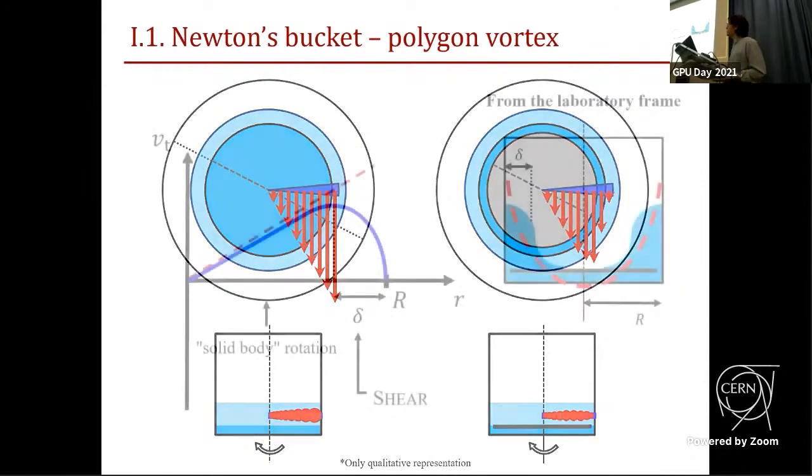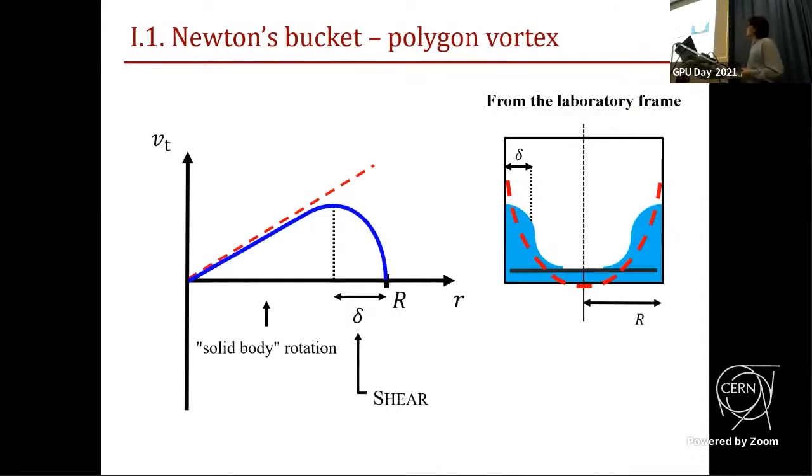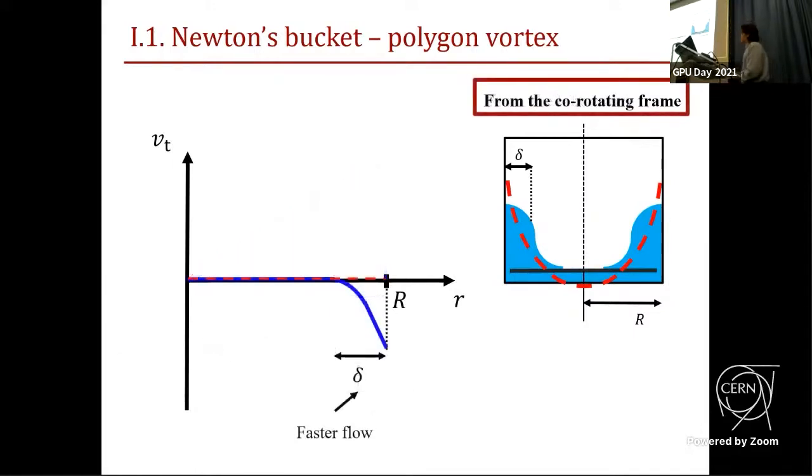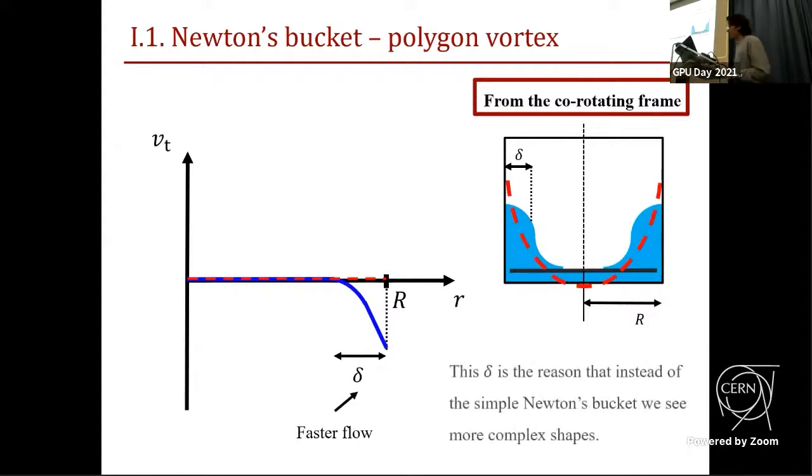If we plot this on a qualitative graph from the laboratory frame, we see that near the middle we see some kind of a solid body rotation, but near the wall at this delta boundary layer, we see a velocity shear. It's even more interesting if we look at it from a co-rotating frame, where again at this delta we see a faster flow velocity shear, and this velocity shear is going to be the reason that we see different and more complex shapes.